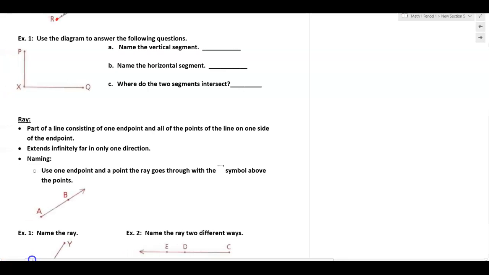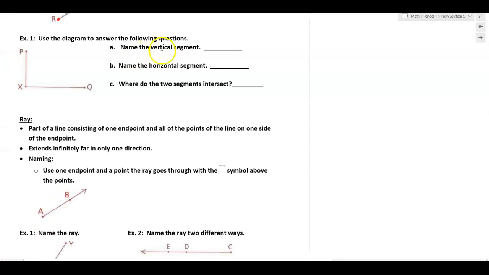Now, example 1. When we look at example 1, it says use the diagram to answer the following question. Name the vertical segment. If I look, vertical segment is this segment here. So I can name that one of 2 ways. I can name that PX or XP. Doesn't matter.